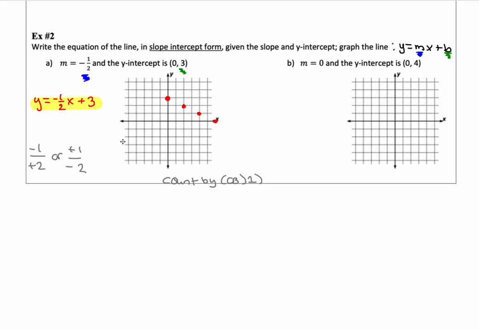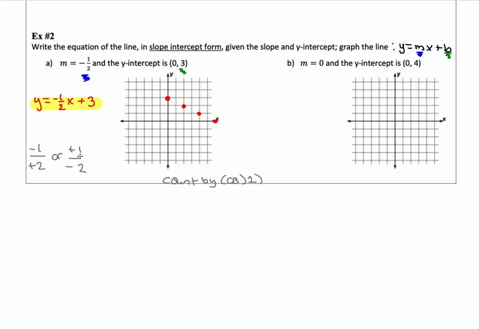I don't want to do -1 over +2 again, because that would just keep going off the graph and I can't see the locations that it would hit. That's why I know that a negative divided by a positive and a positive divided by a negative are both negatives.